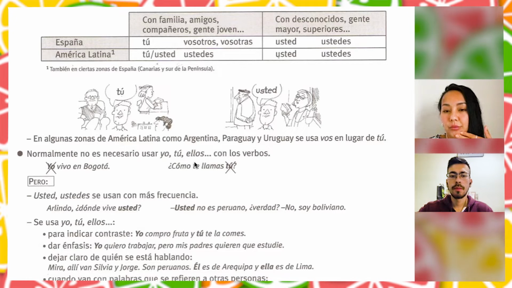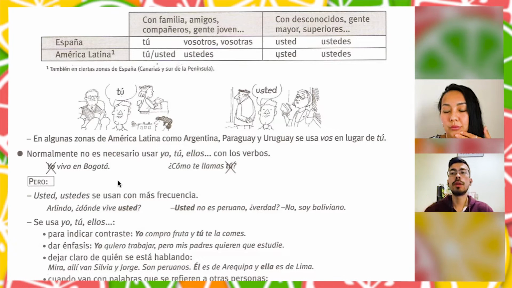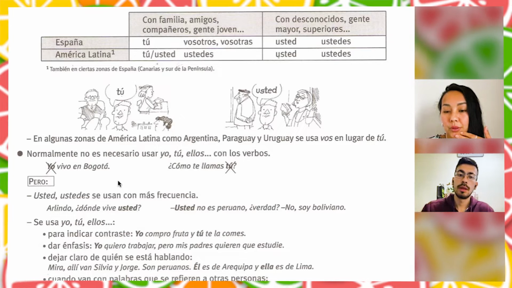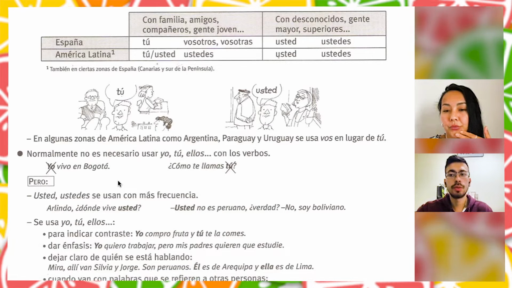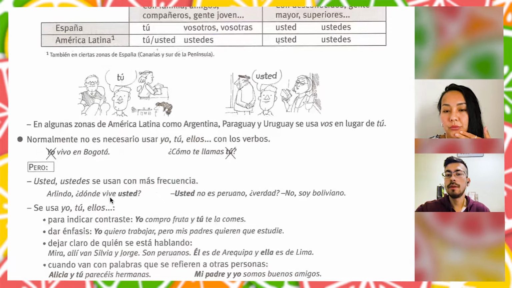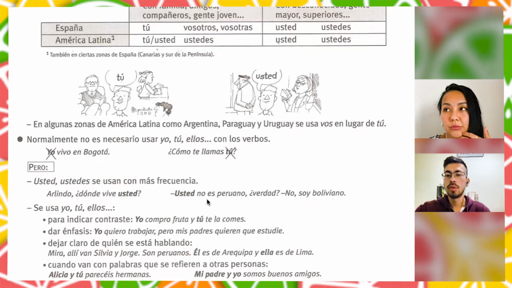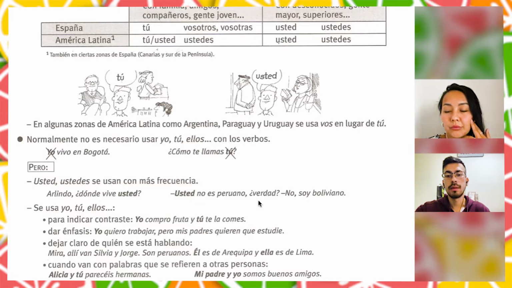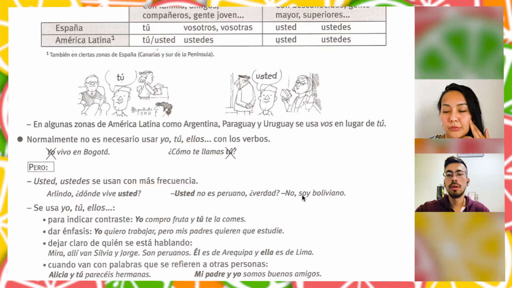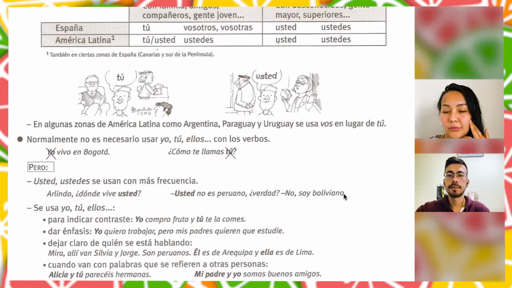But if we are using usted, we should mention it. So, Arlindo, ¿dónde vive usted? Arlindo, where do you live? Or, usted no es peruano, ¿verdad? You are not Peruvian, right? No, soy boliviano. No, I'm Bolivian.